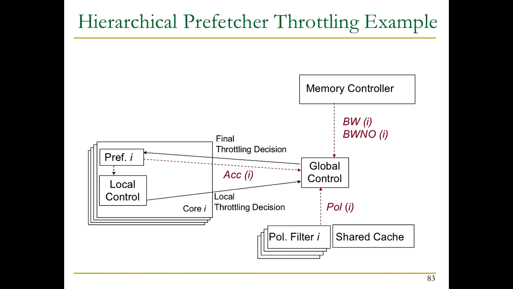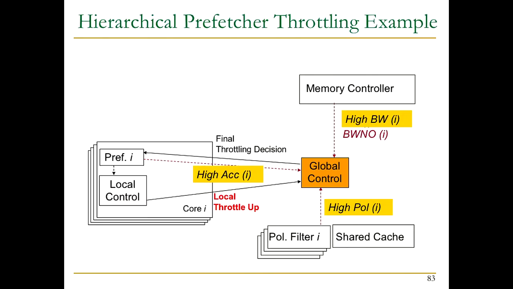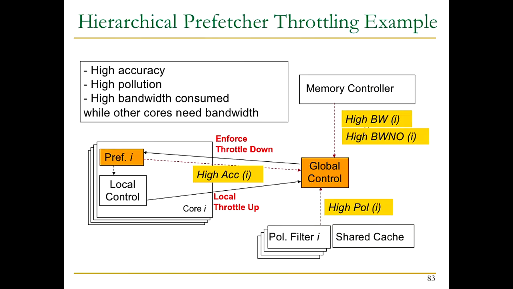You probably don't want to throttle up a prefetcher that's destroying the performance of other workloads in the cache. And also, how much bandwidth you're consuming over here, and how much bandwidth do others need. So you can actually keep track of which cores need how much bandwidth and try to distribute them accordingly. So one example, you may actually have high accuracy over here, and the local controller says, I'm going to throttle up. Global controller says, you're polluting too much, and you're consuming high bandwidth, and others need a lot of bandwidth, so don't throttle up. Of course, it makes sense.